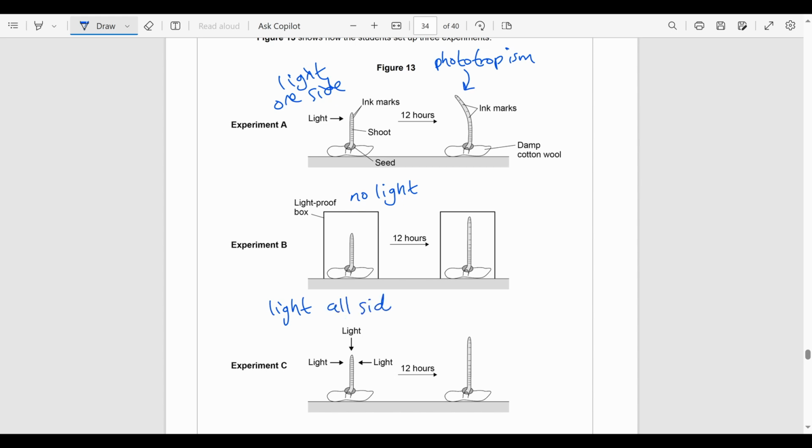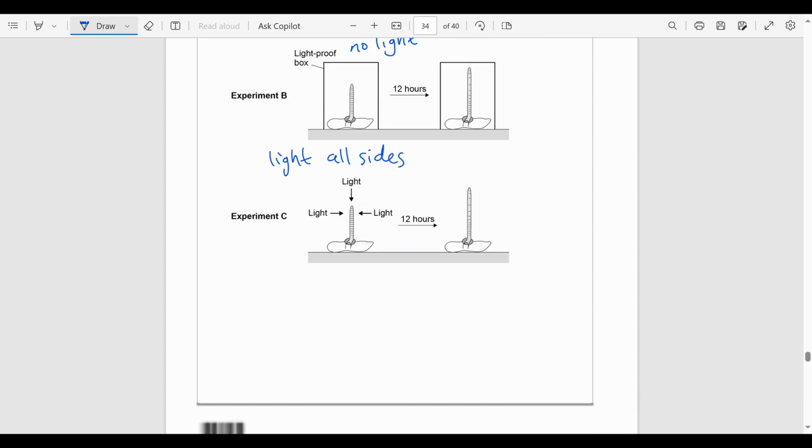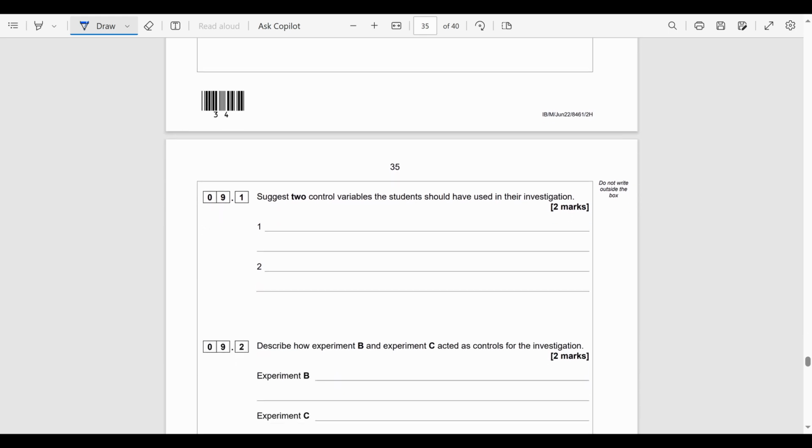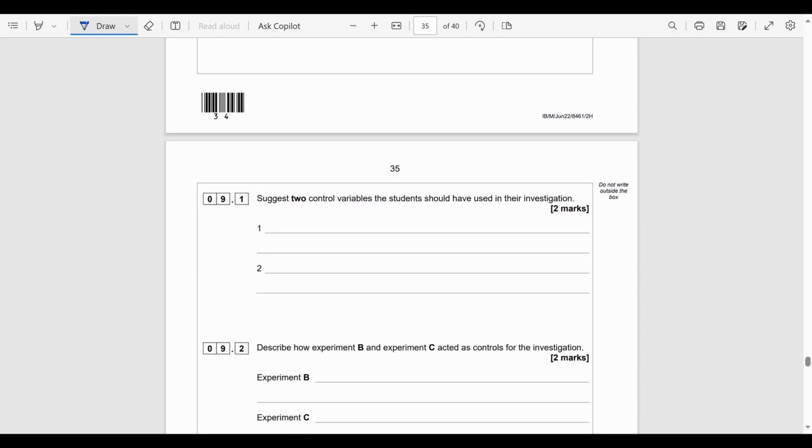And then light in all sides. Okay. So 9.1, suggest 2 control variables the students should have used in their investigation.